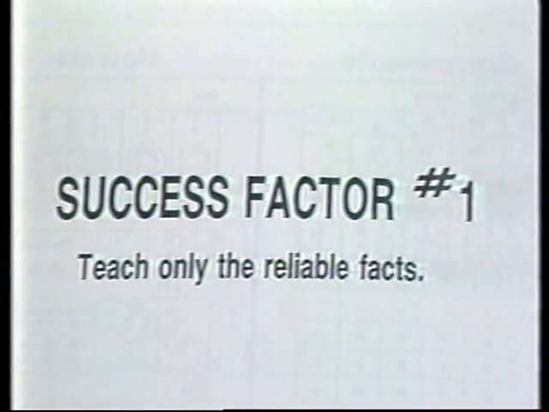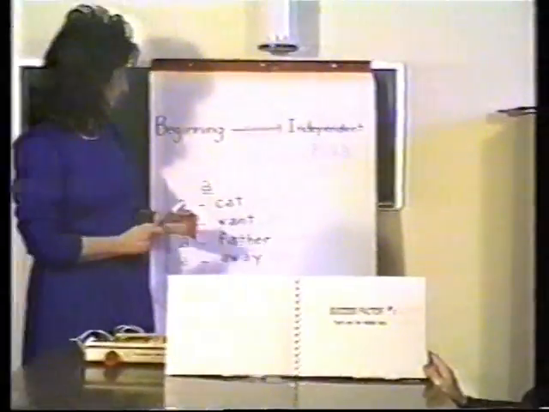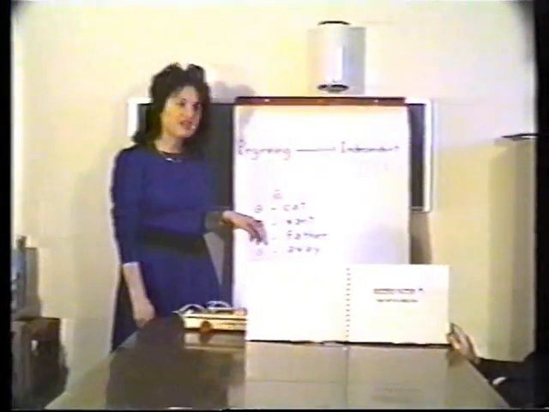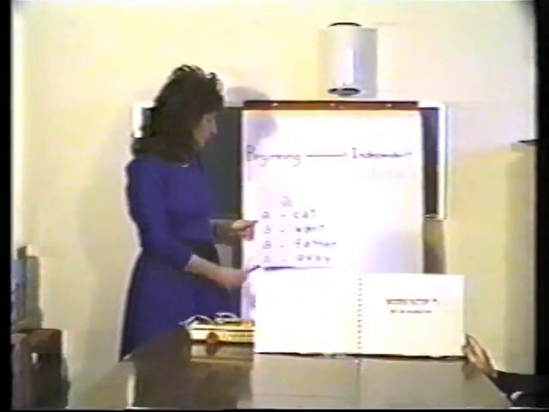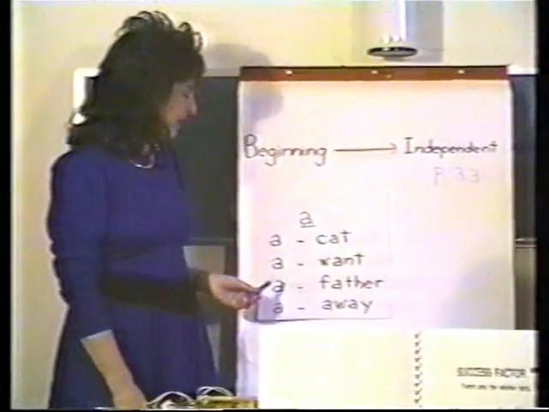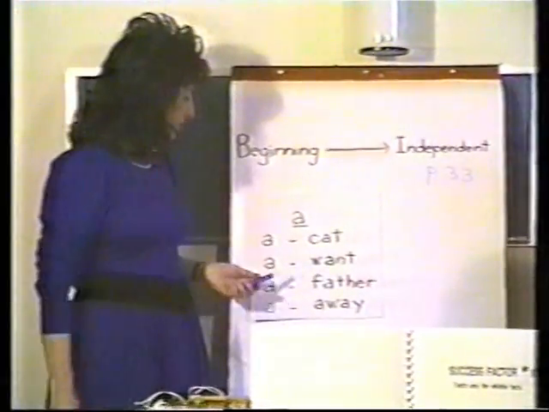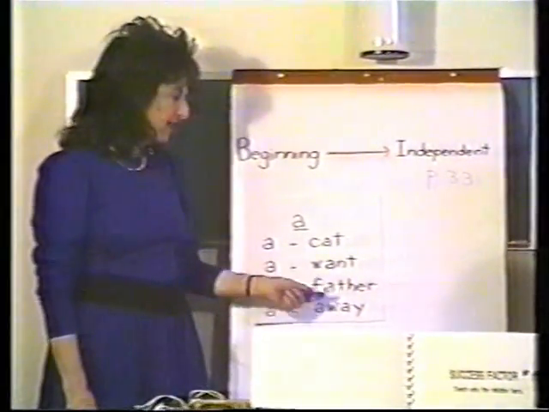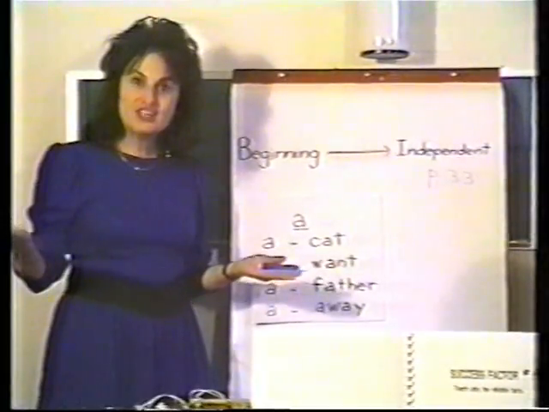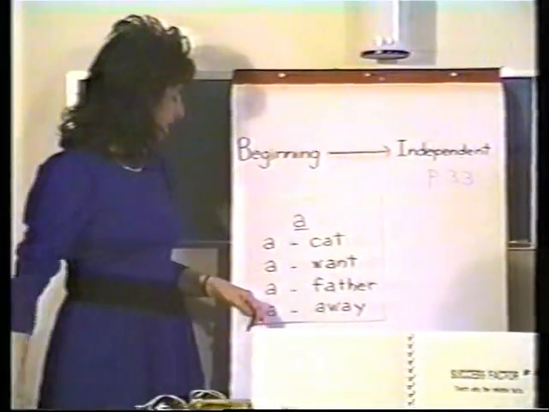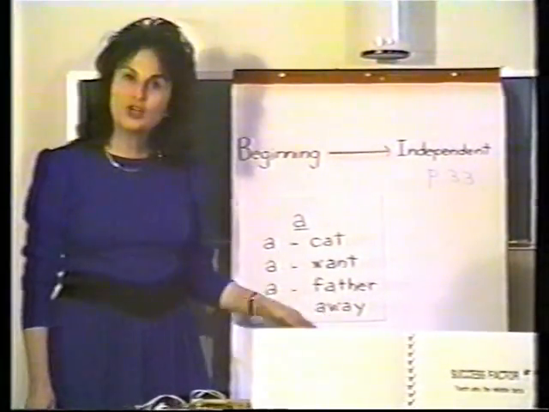Now, what happens when the sound of A is taught this way? We tell our students that A has the sound of A, as in the word cat. Then later on, we tell them that A has the sound of aw, as in the word want. Then further on, we tell them that A has the sound of ah, as in the word father. And then further on down the road, we tell them that A also says ah, as in the word away.